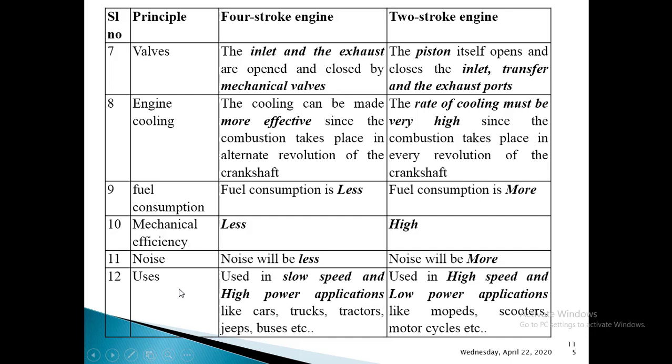Next, uses or applications of the 4-stroke engine and 2-stroke engine. The 4-stroke engine is used in slow speed and high power applications like cars, trucks, tractors, jeeps and buses, etc. Whereas your 2-stroke engine will be used in high speed and low power applications like mopeds, scooters, motorcycles.